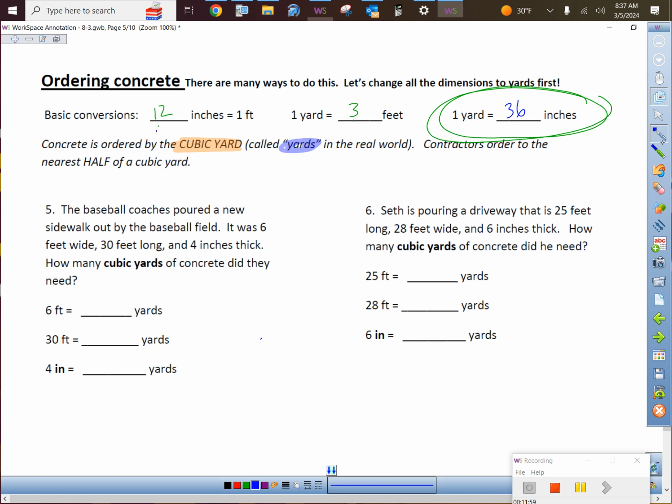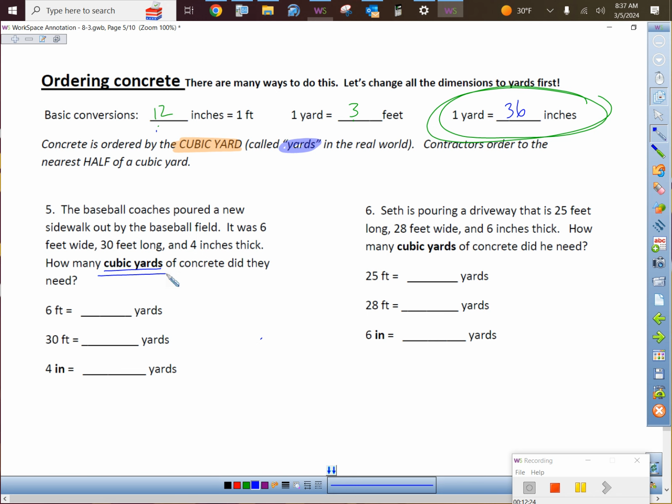Are you with me on that? It only needs to be about 4 inches thick. So it says, how many cubic yards of concrete did they need? Here is the easiest thing to do. Would you believe this is volume, length times width times height? We're just doing like a box situation.